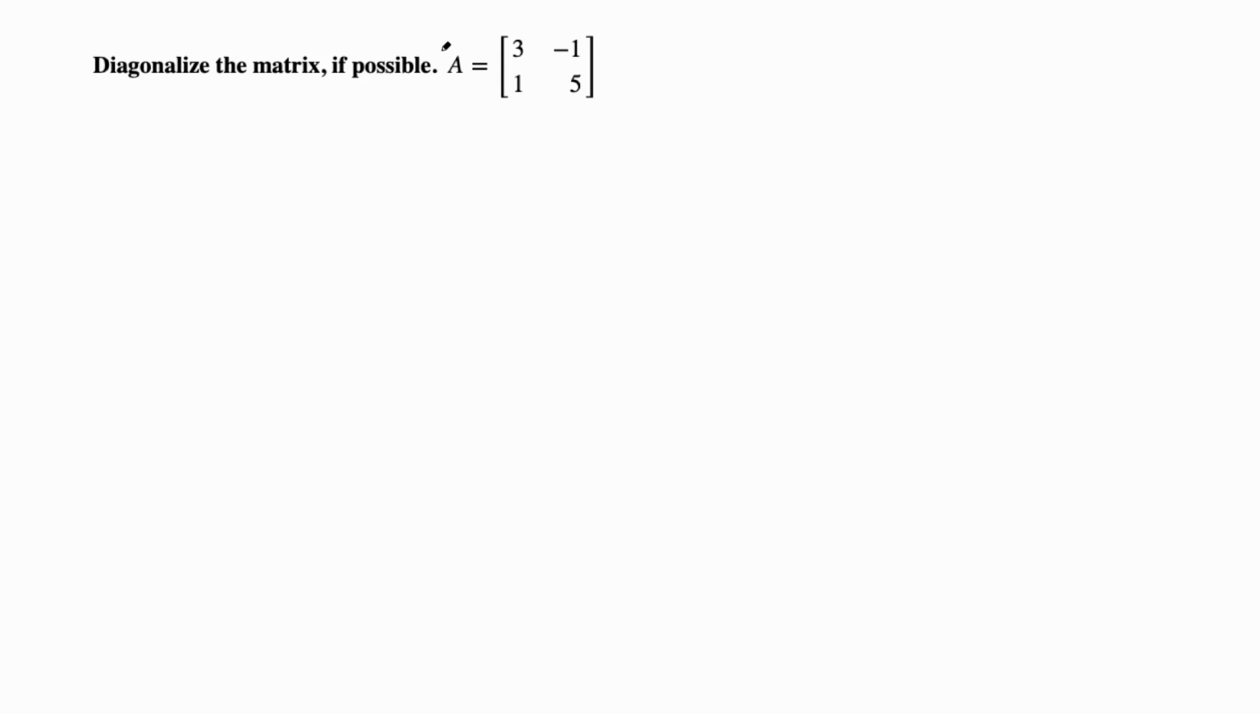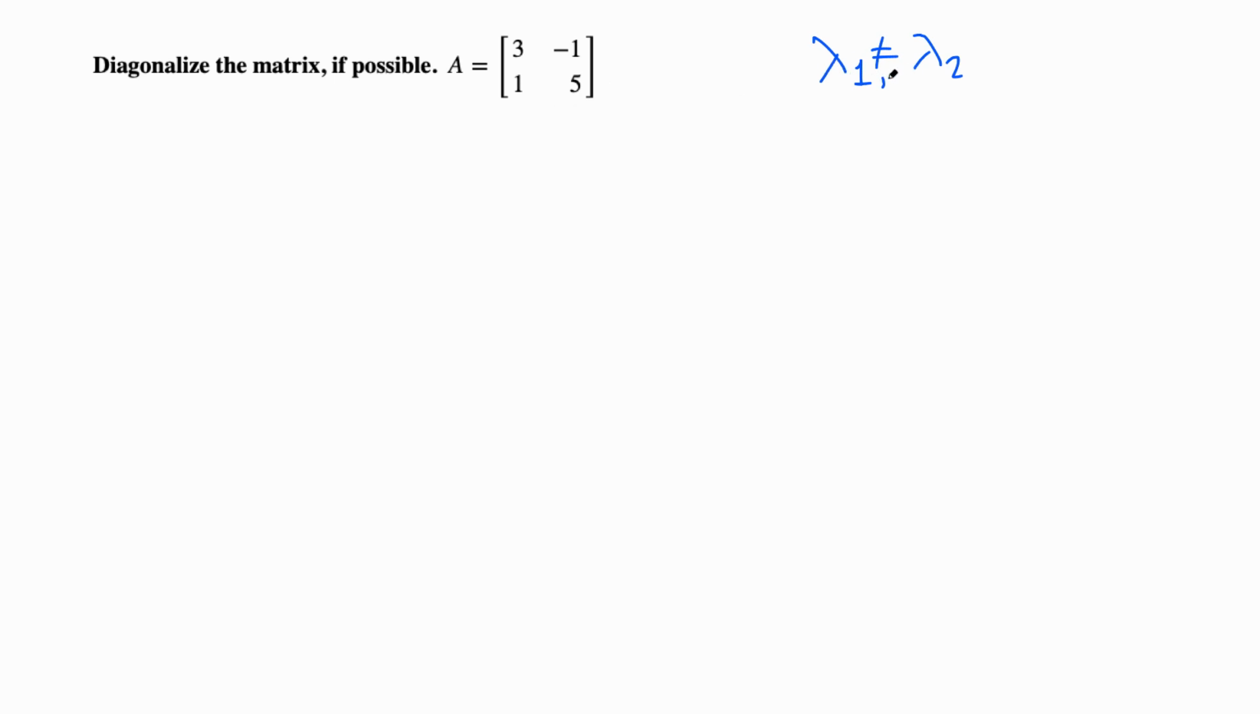Diagonalize the matrix if possible. So we got a 2 by 2 matrix. First we find its eigenvalues, lambda. If we find two distinct eigenvalues, then it is diagonalizable.